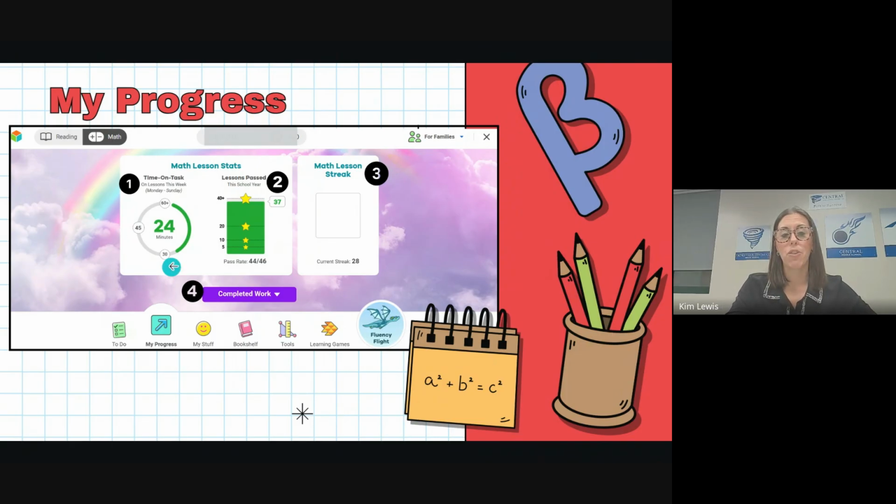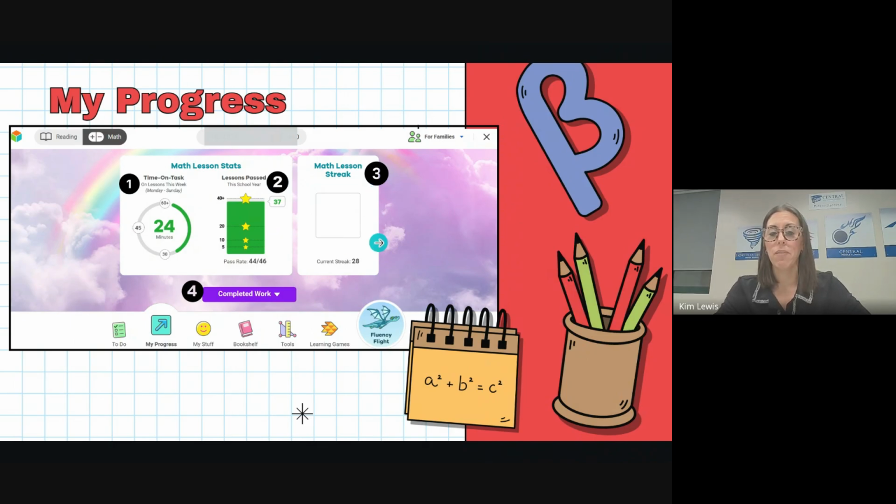But that My Progress Tracker, it's going to give you the minutes that they logged, but more importantly, the lessons that they passed. Because if they're logging 100 minutes, but they're not passing their lessons, then they're really not getting out of it what they need to. So really look at both of those components on their progress to make sure that they're actually paying attention and aren't just logged in and clicking, because it's fun to watch the characters move across the screen. So the lessons passed is the important piece.